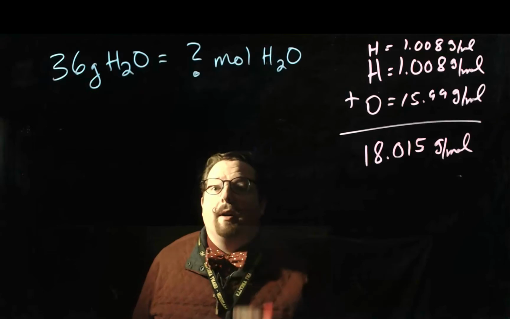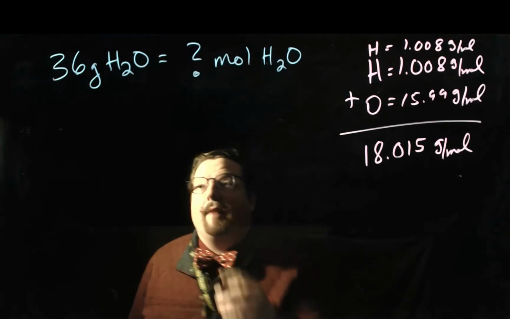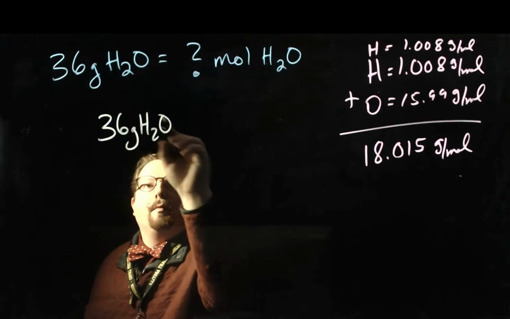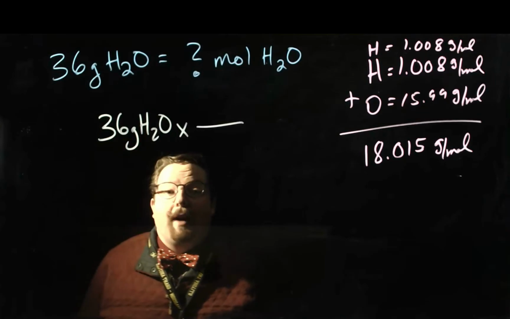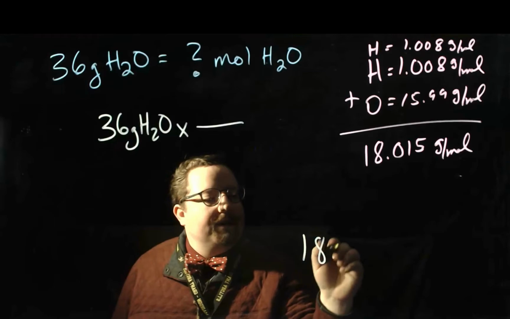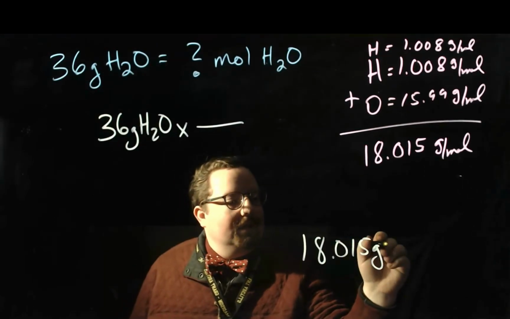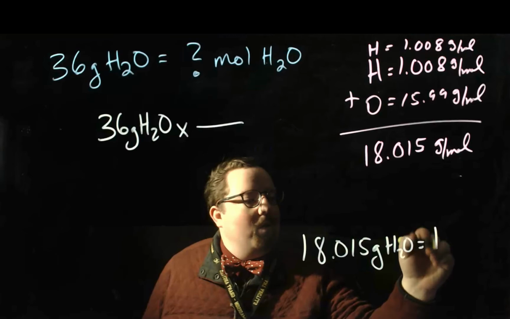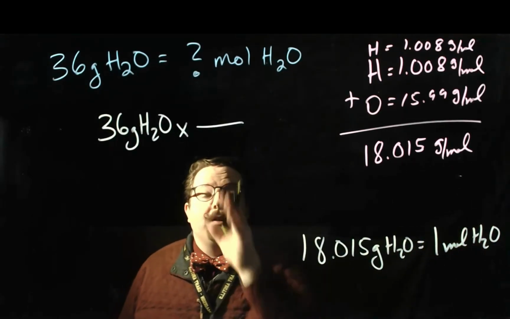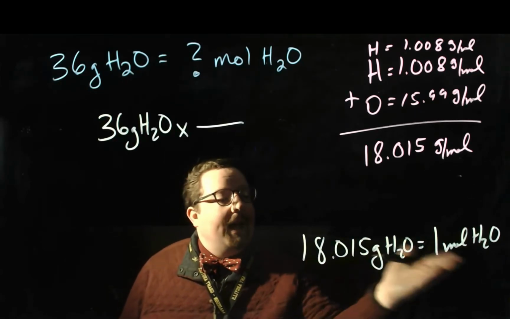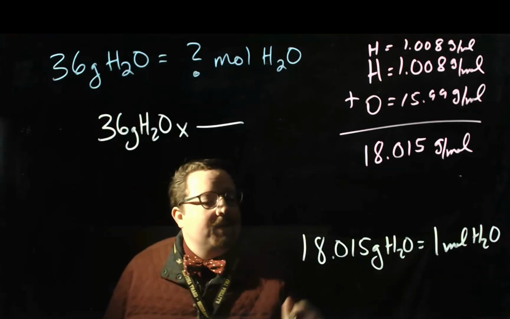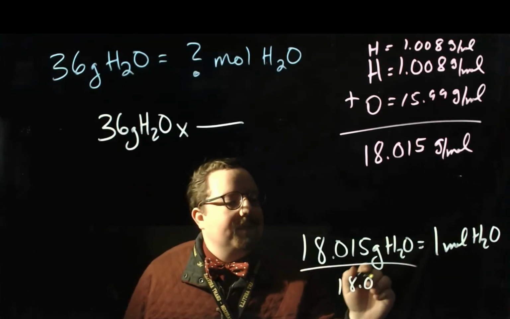Now that we know that, we can do our conversion problem. So we start with the number we're given, 36 grams of H2O, multiply by a conversion factor. What this tells us is that there are 18.015 grams in every 1 mole of H2O. So to find our fancy form of 1 here, we can divide either side by that value to get 1. So I want grams on bottom, so I'm going to put my grams on bottom.